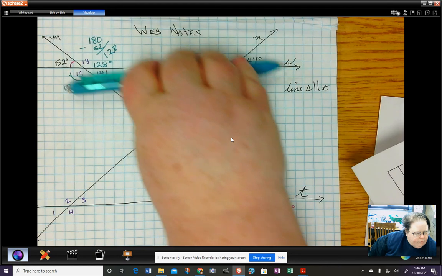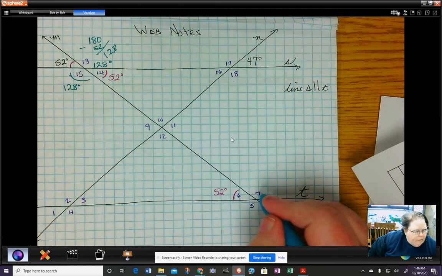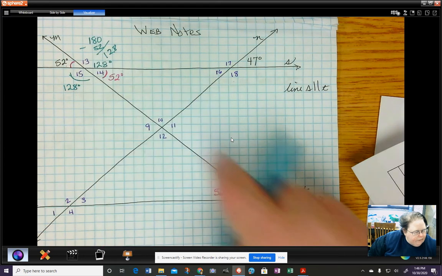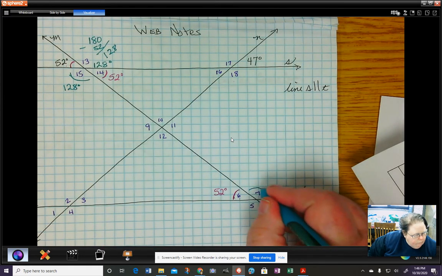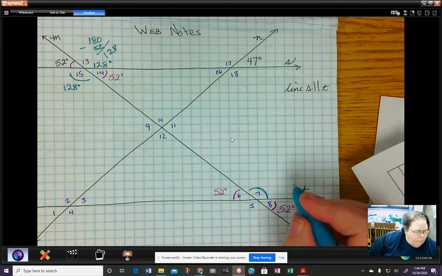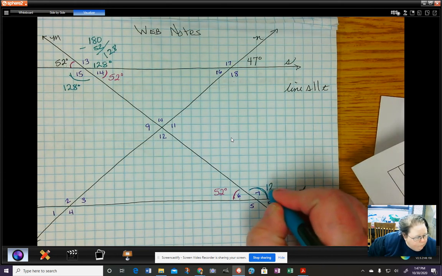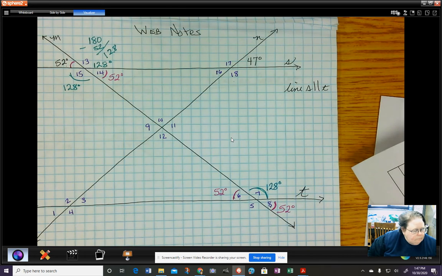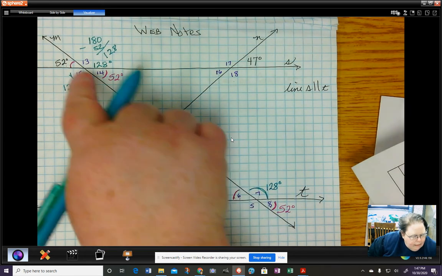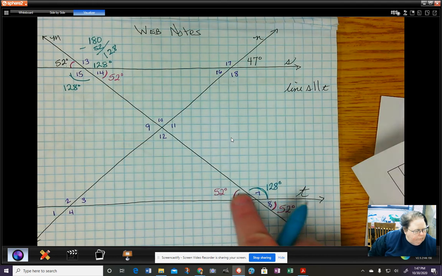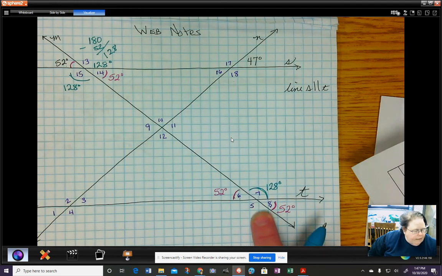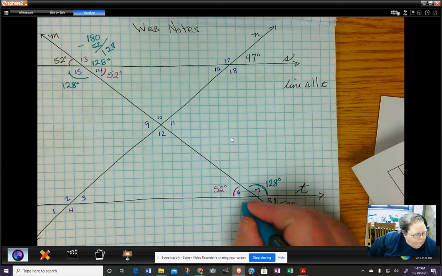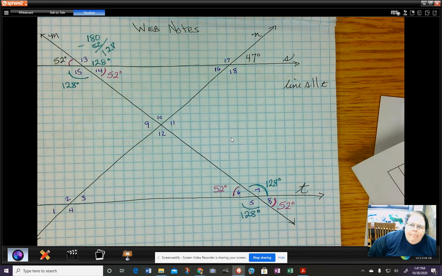Let's travel down the transversal. Angle 7 is corresponding to angle 13. So angle 7, corresponding angles are congruent, so it's 128 degrees. I can use that same principle and take 15 and travel it along the same transversal and find that angle 5 is 128 degrees. Okay. I've done all I can do right now with that so far.